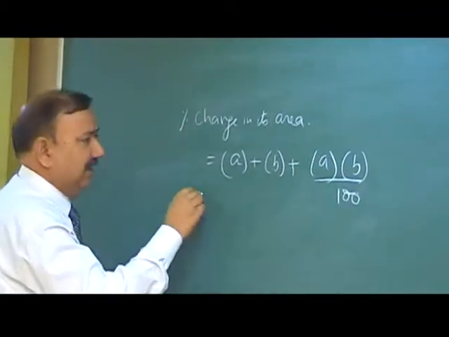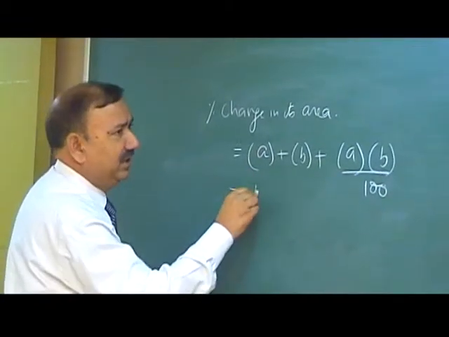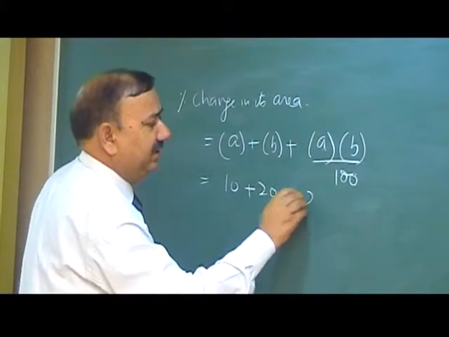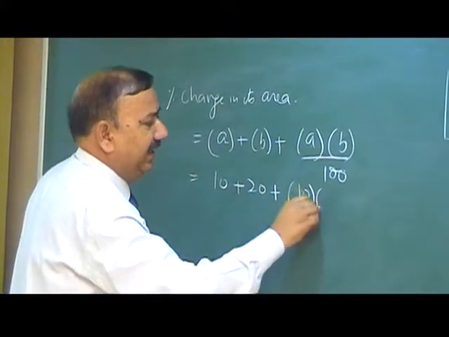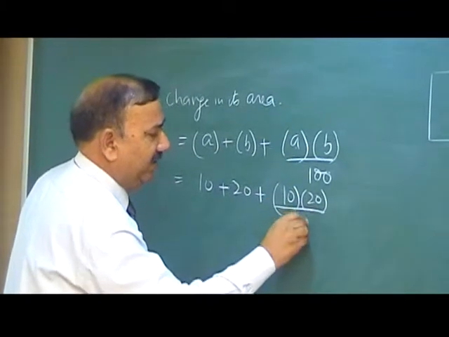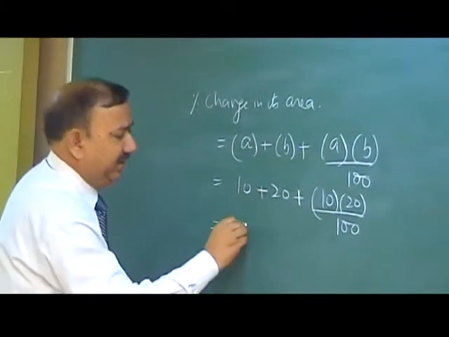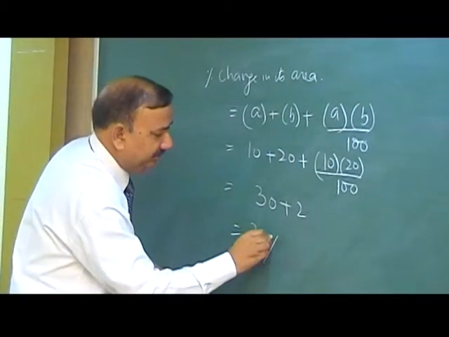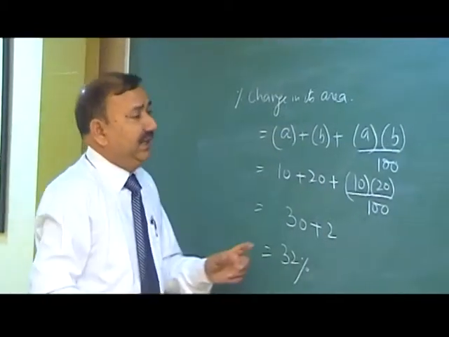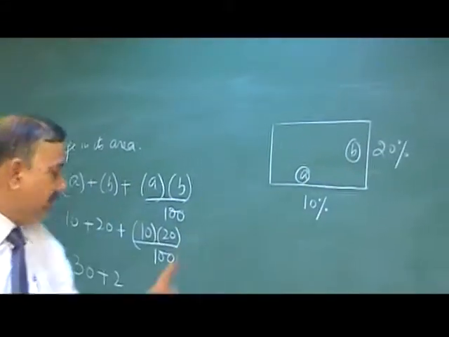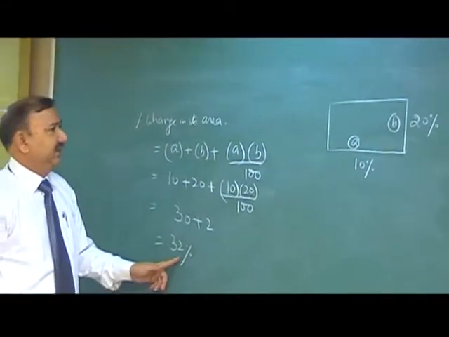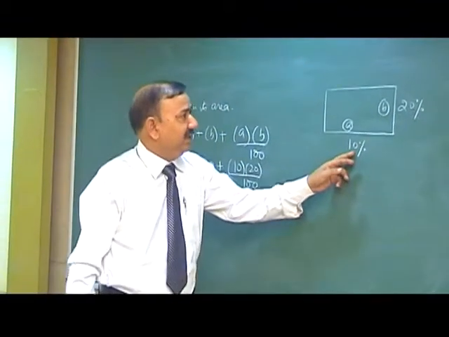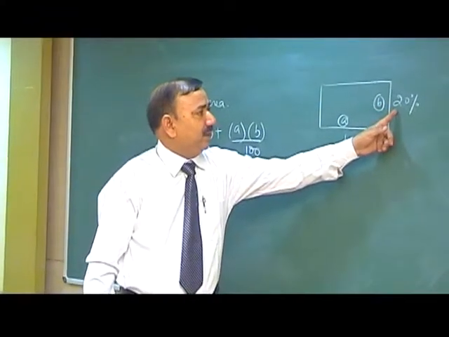We put in the respective values of A and B. A is what? 10%, B is 20%, so this is 10 and this is 20, divided by 100. So the final answer will be 30 from here, this is 2, this is 32%. That means the area of the rectangle is increased by 32%. That is, in any rectangle, if we increase the length by 10% and increase the breadth by 20%, we get this answer.